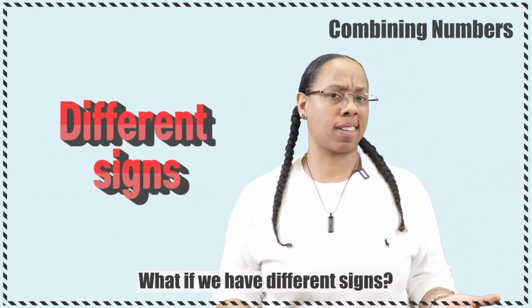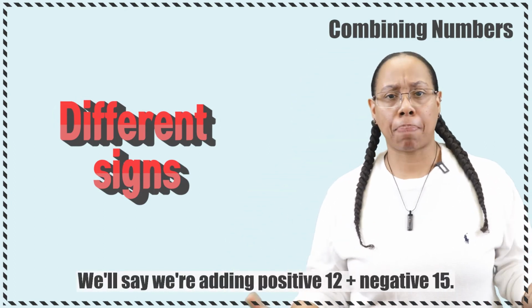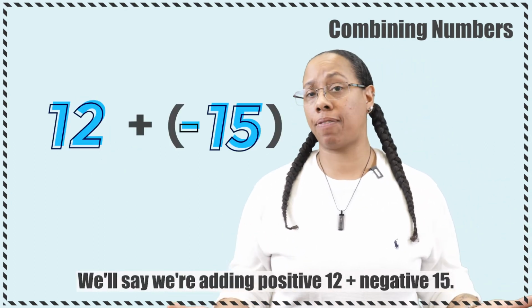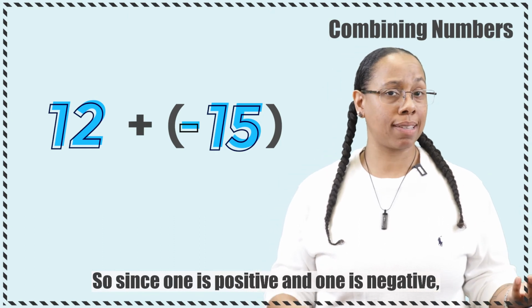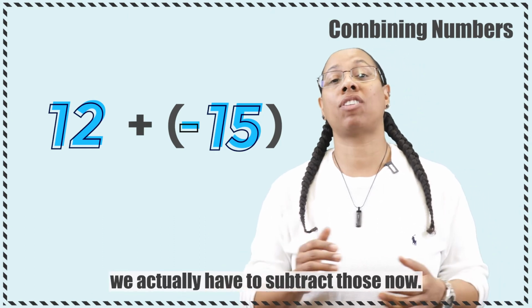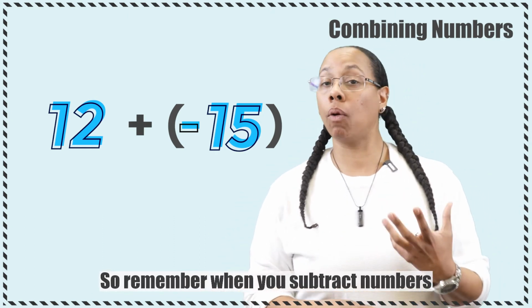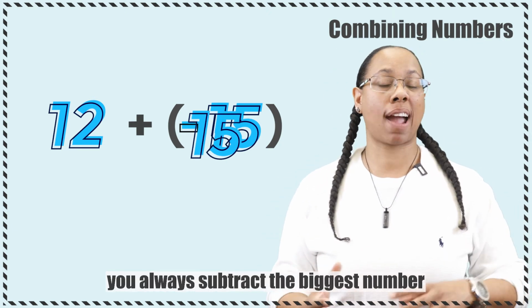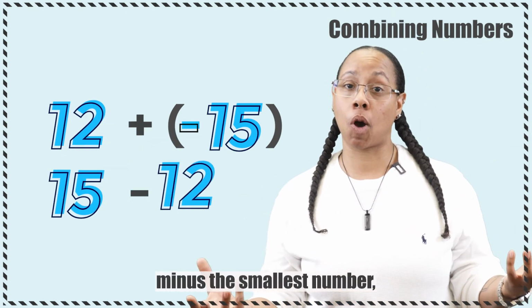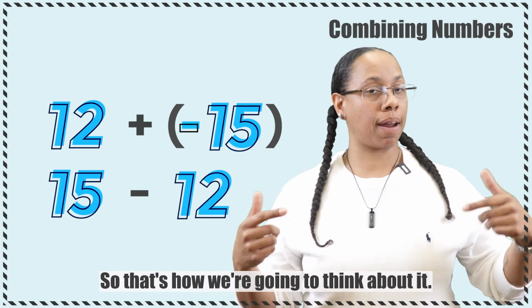Now what if we have different signs? We'll say we're adding positive 12 plus a negative 15. So since one is positive and one is negative, we actually have to subtract those now. So remember, when you subtract numbers, you always subtract the biggest number minus the smallest number. So that's how we're going to think about it.